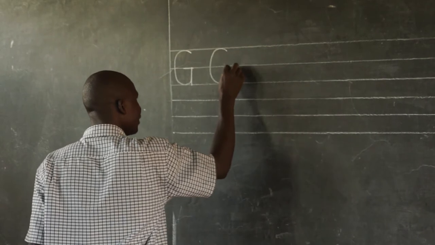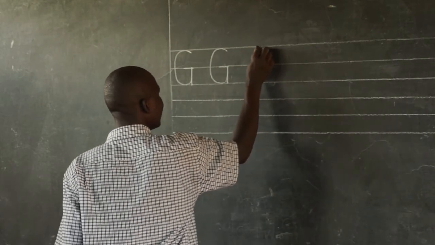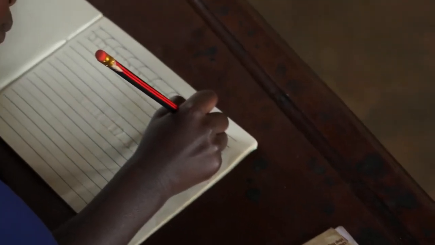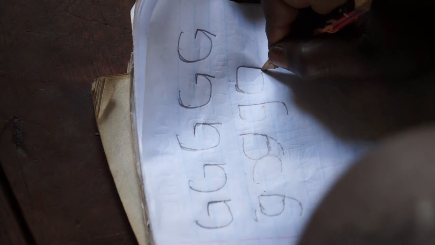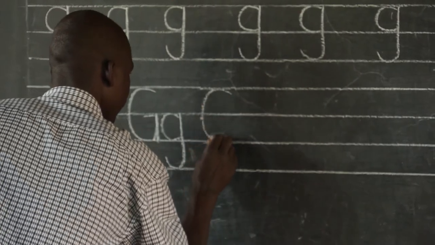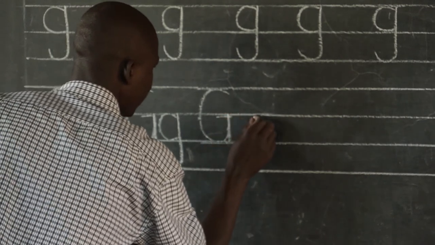After the pupils write both the big and small letters individually, Jimmy asks the learners to write both the big and small forms of the letter next to each other. These pairs are done four to five times to help pupils understand the correct size and formation of each letter.